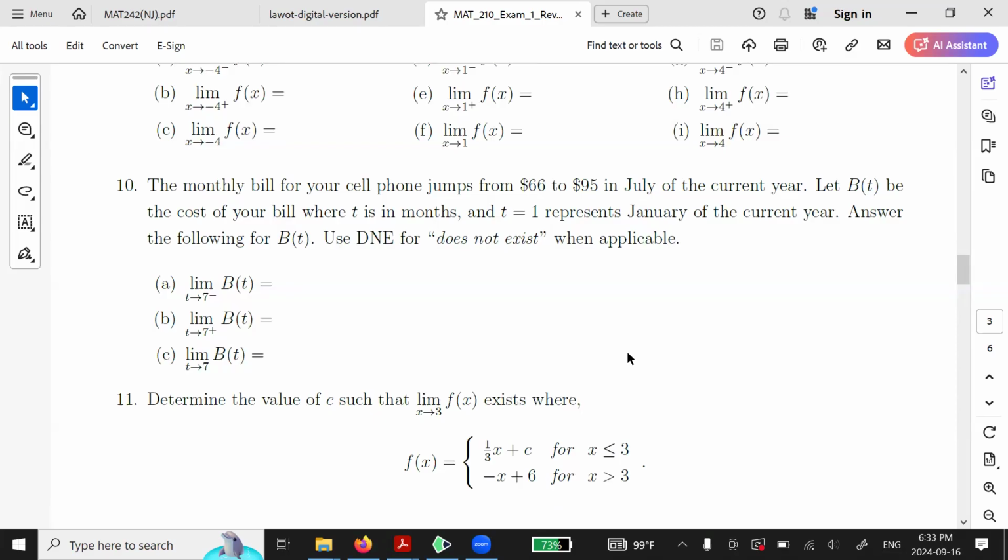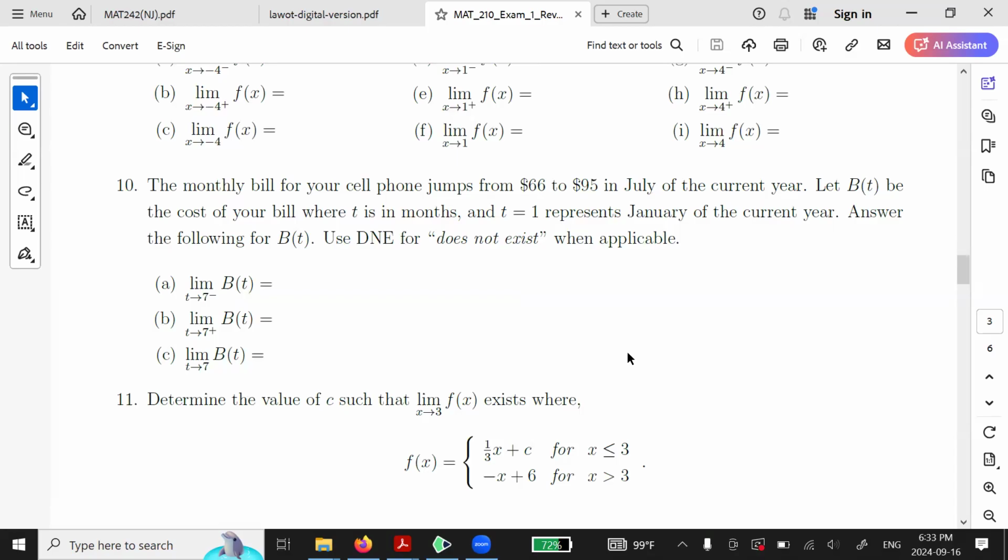July is what month of the year? Good. So in the beginning of, like, just when I go left of July, means June, my bill was 66. But when I go right, slightly right of July, my bill is, does the limit exist? Can you understand this question in the exam? It is a little trick question, but that's why it's in the review. Good? Now you're aware.